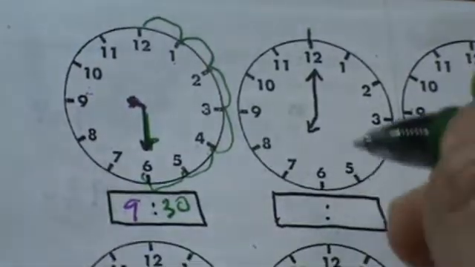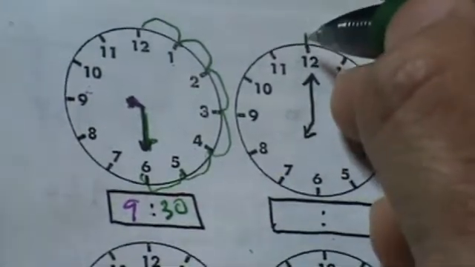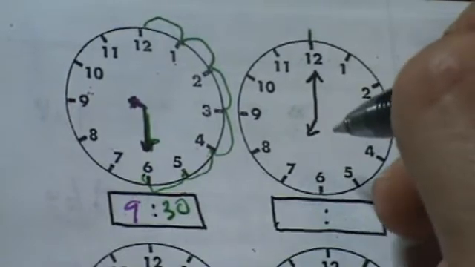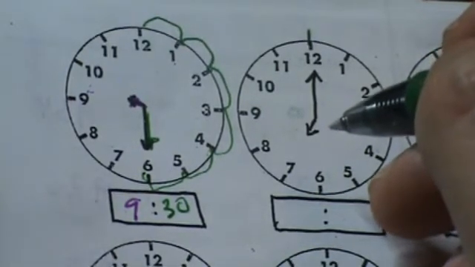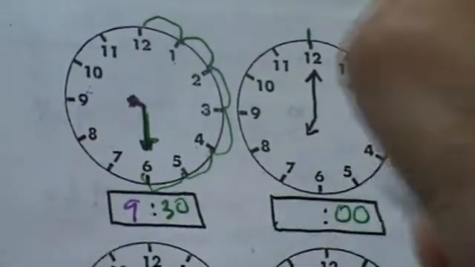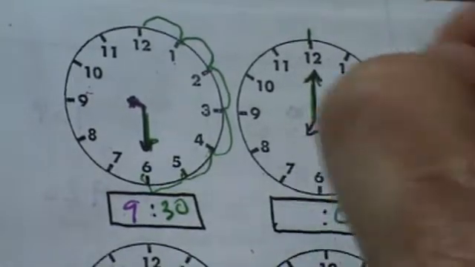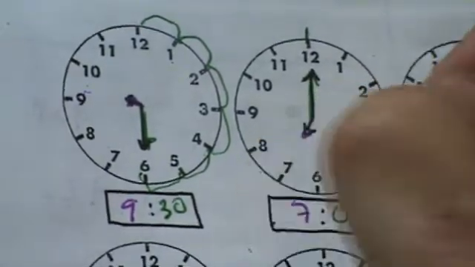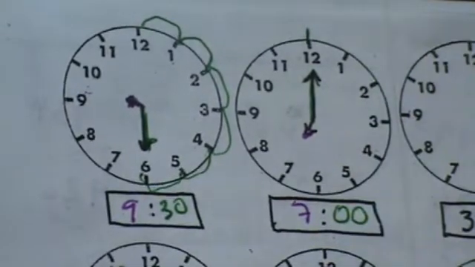So I'm going to write here, because it's in the 12, it's 0 minutes, or 01. So the time is o'clock. So this is 0, and the hour is 7. So this is 7 o'clock, or maybe 7:01.